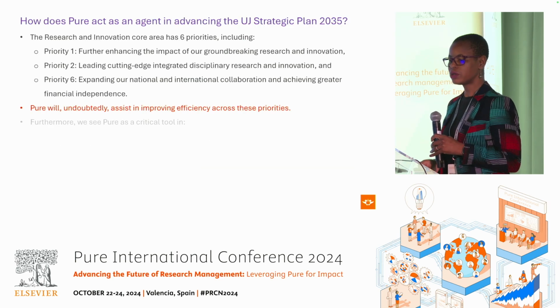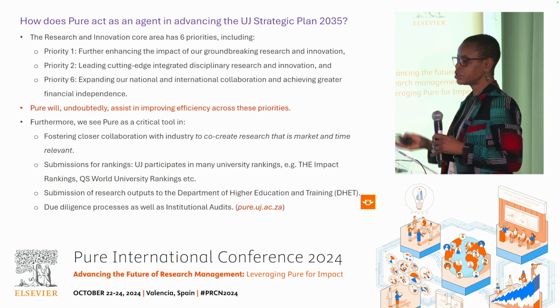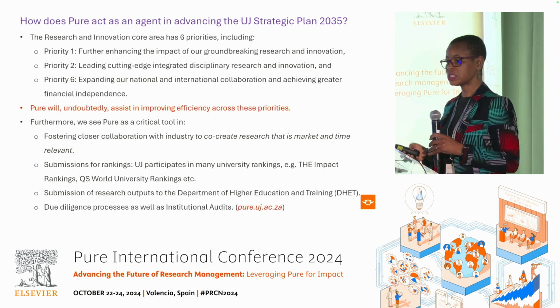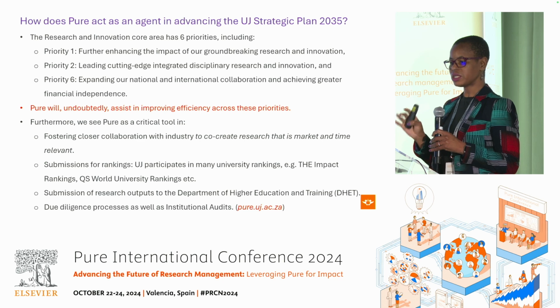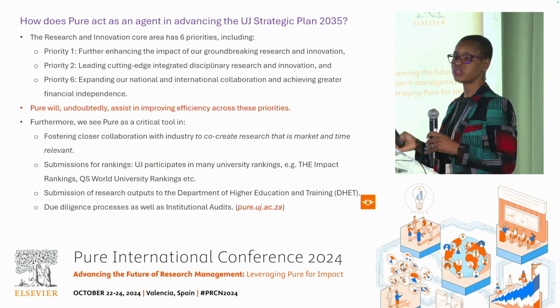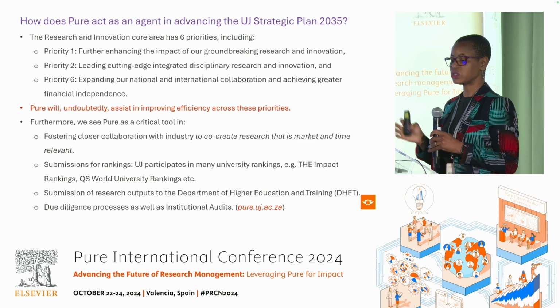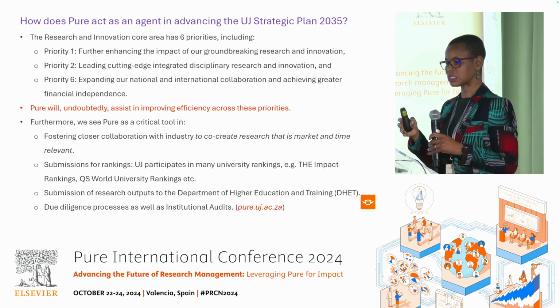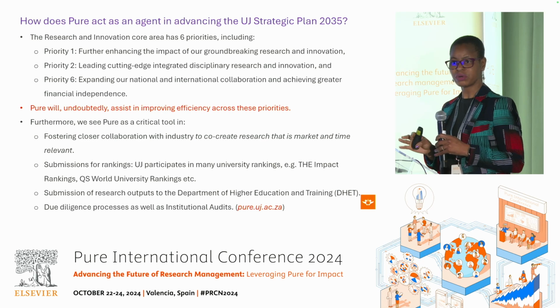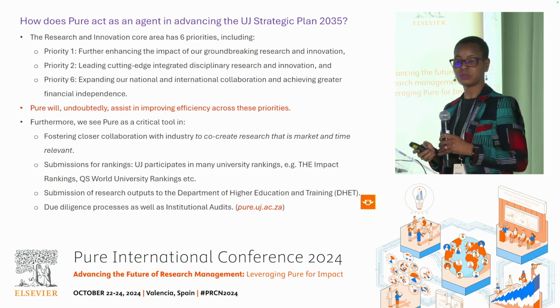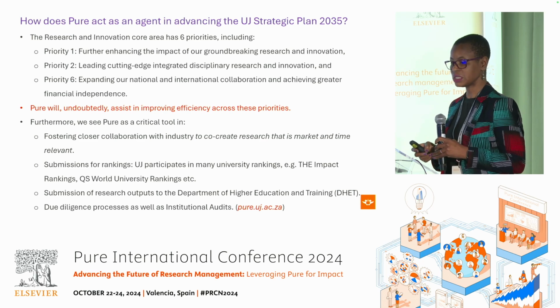So how do we, and this is my last slide, see Pure acting as an agent in advancing our strategic plan? In terms of the priorities, the research and innovation core area that Dale and I are part of driving has 6 priorities, and I've listed some of them there that I felt were relevant. And we believe that Pure will no doubt assist us in improving efficiency across these priorities.